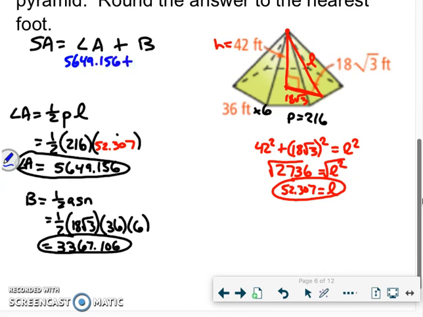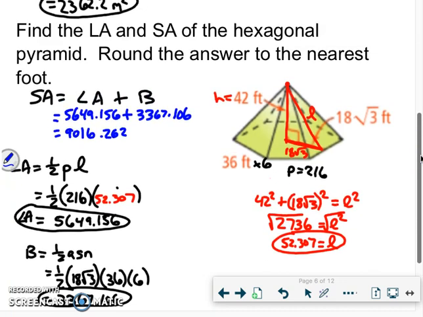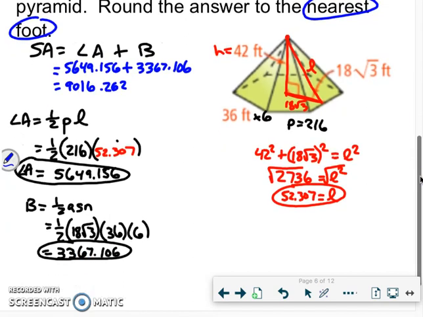5,649.156 plus 3,367.106 gives you about 9,016.262. They did ask us to round to the nearest square, it should say square foot, but to the nearest square unit. So I'm going to round that back down. I'm going to call it 9,016 square feet for my surface area.